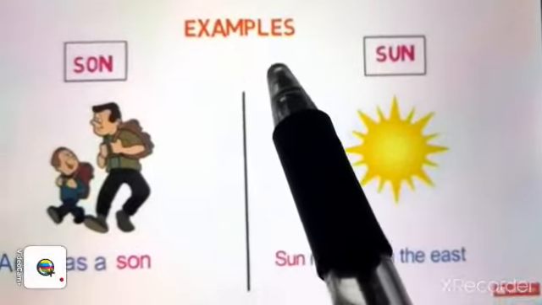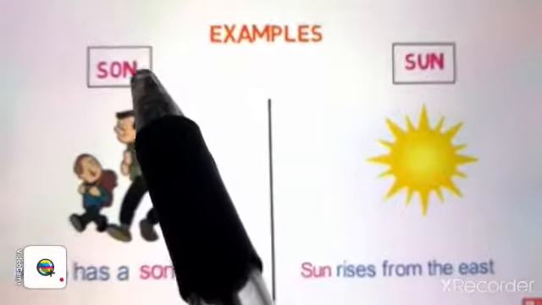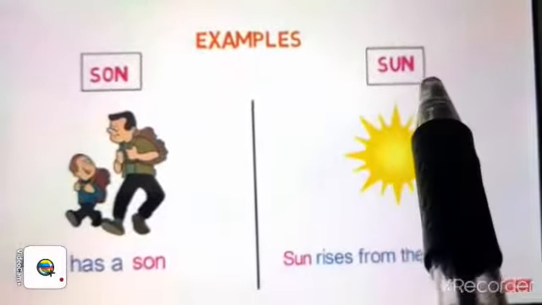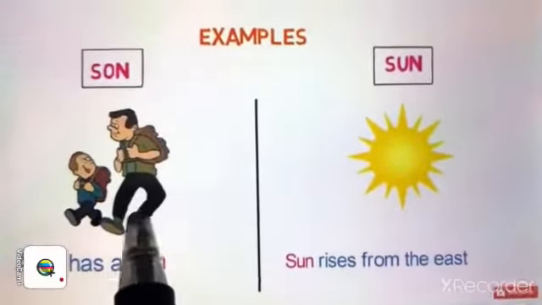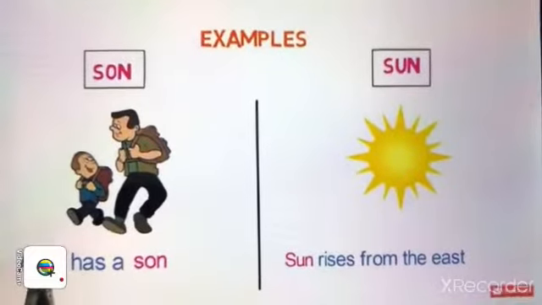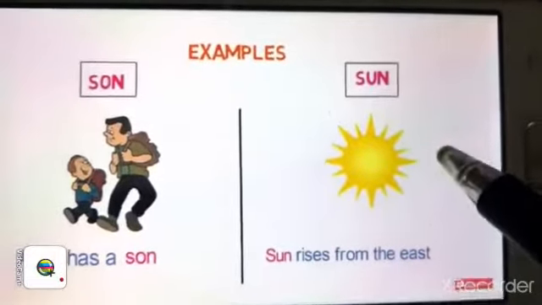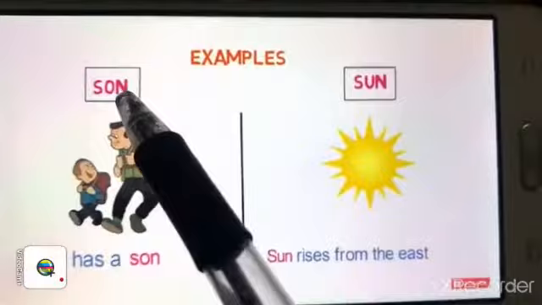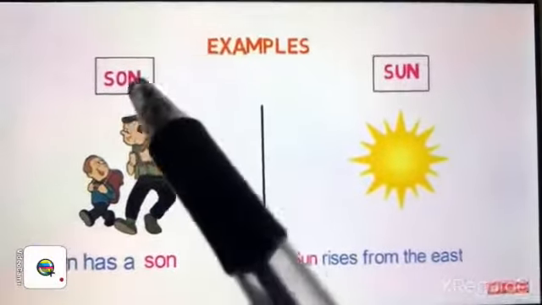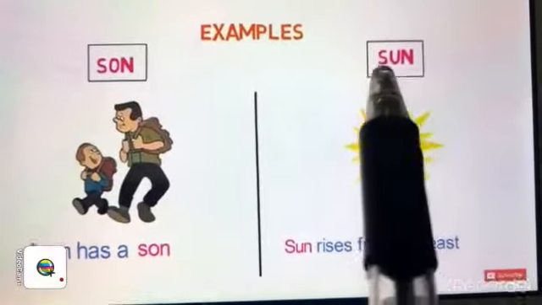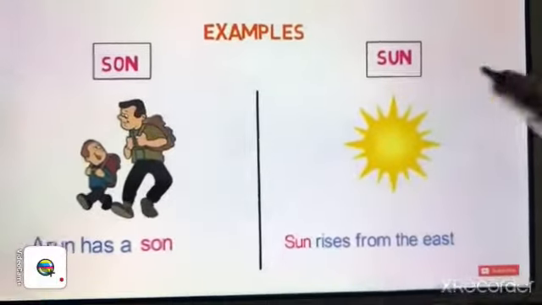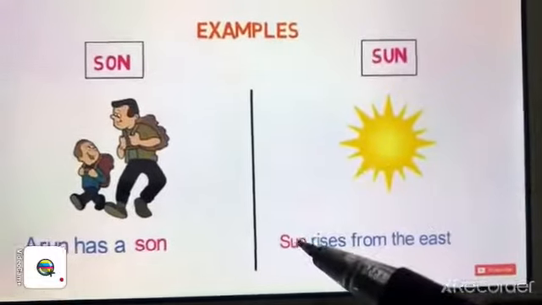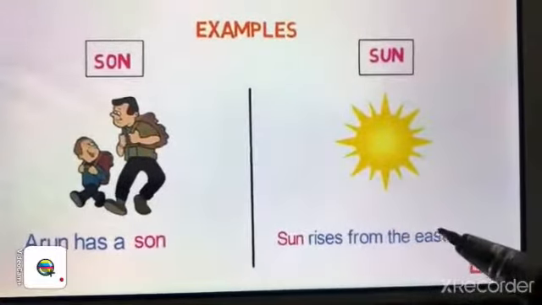Look here, we have an example: sun and son, two same sound words. This is son, meaning Aaron has a son, and this is sun. The pronunciation of the words is the same but they are totally different in meaning. One is son, a male boy, and this is sun. The sun rises from the east.